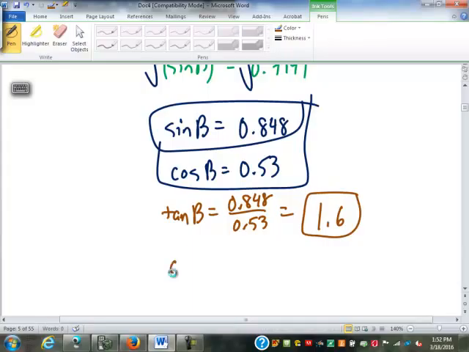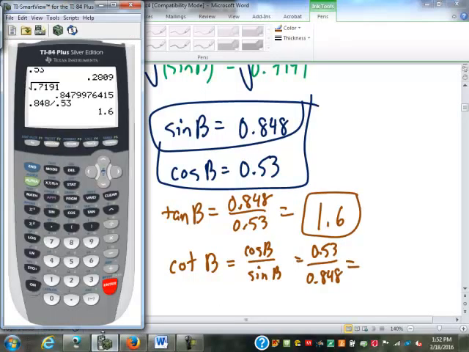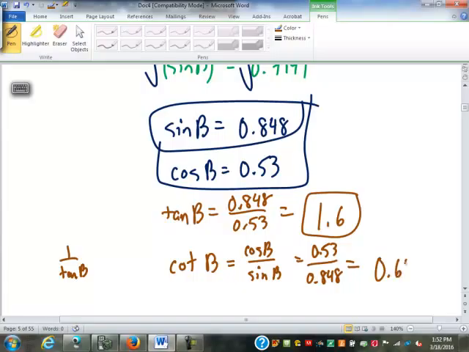Can I find the cotangent of B? Remember, the cotangent of B is just 1 over the tangent of B, which means I'm just going to flip this over. It's going to be the cosine over the sine, or 0.53 over 0.848, otherwise known as 0.625.